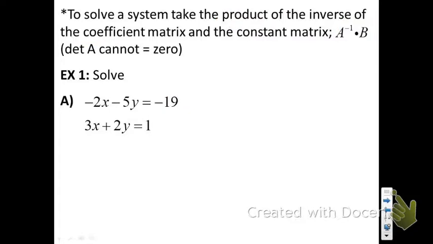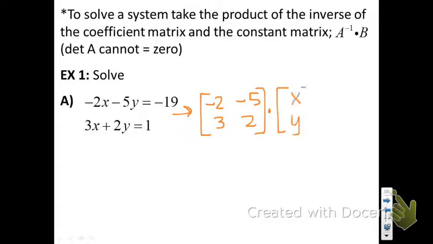So on this first example, what I'm going to ask you to do is to create a matrix equation. To create a matrix equation, we take the coefficients, so negative 2, negative 5, 3, and 2. We multiply it by the variables. In this case, we have x and y. And this is equal to our constant matrix, negative 19 and 1.